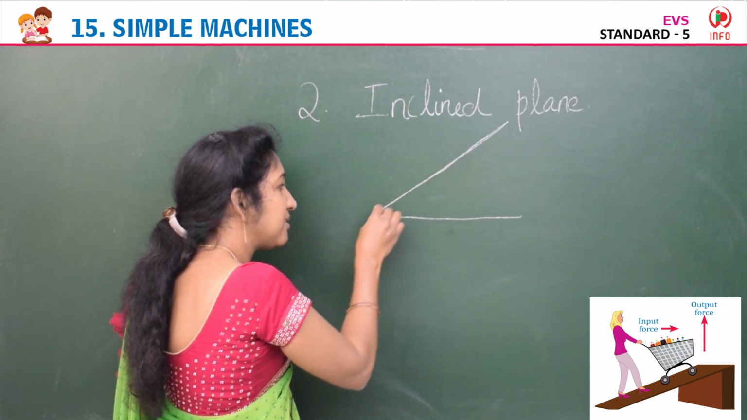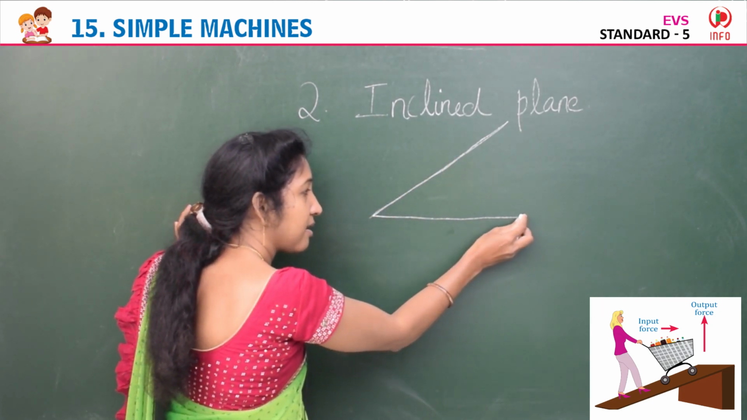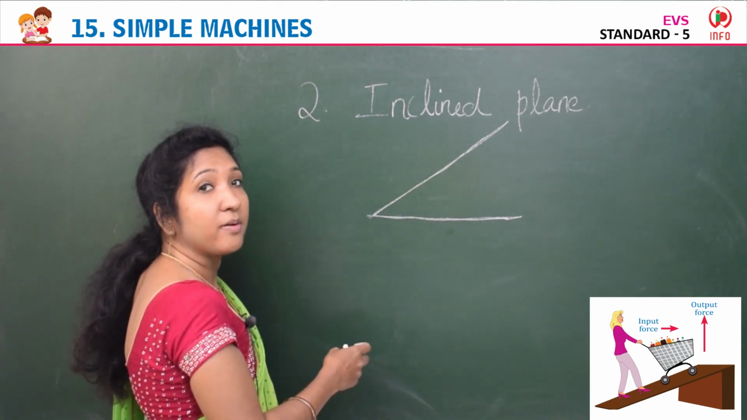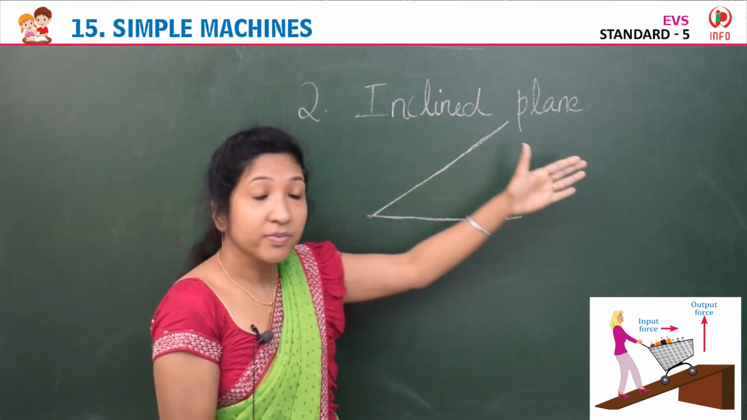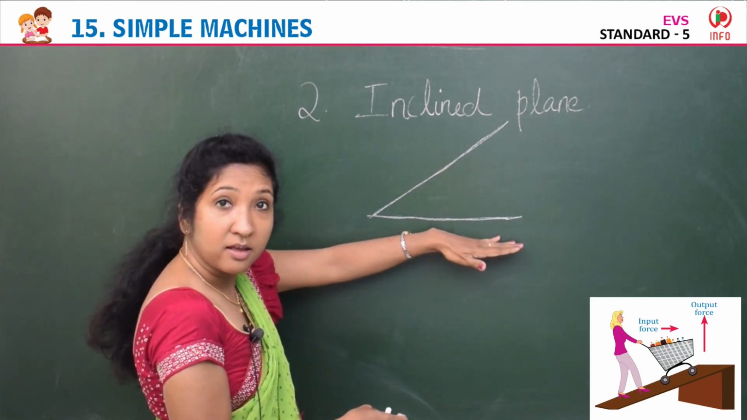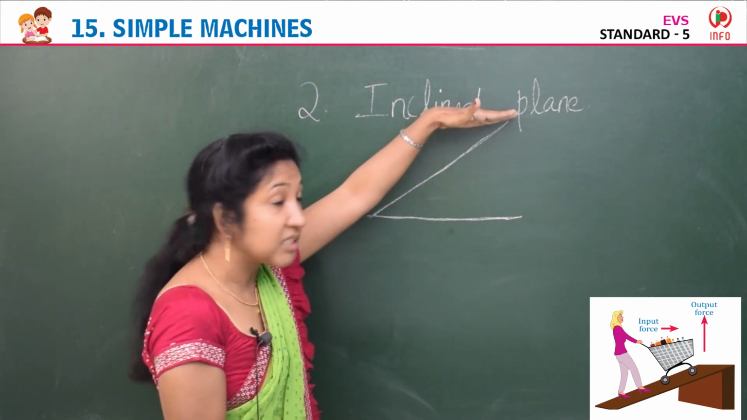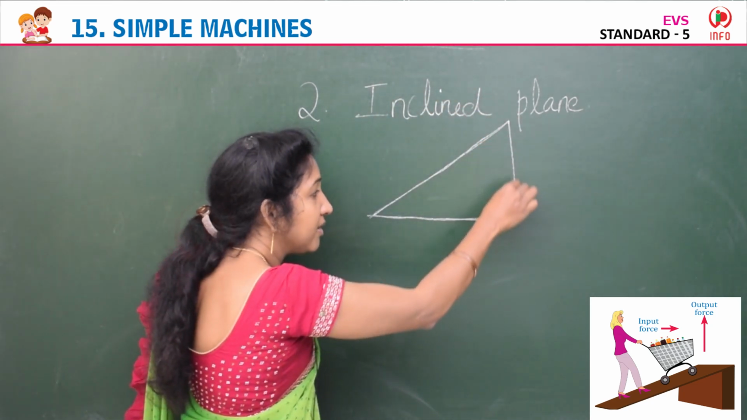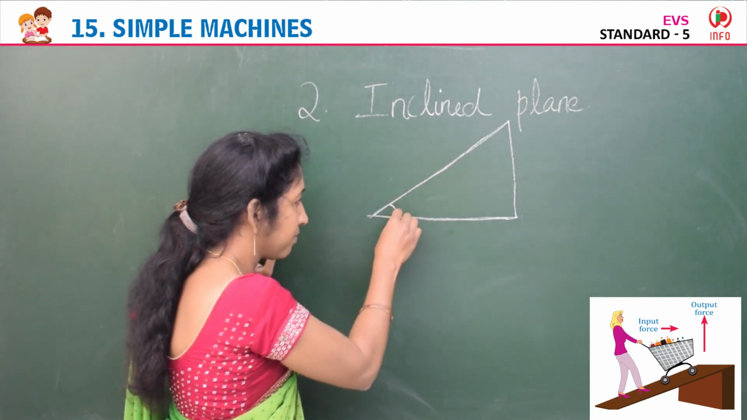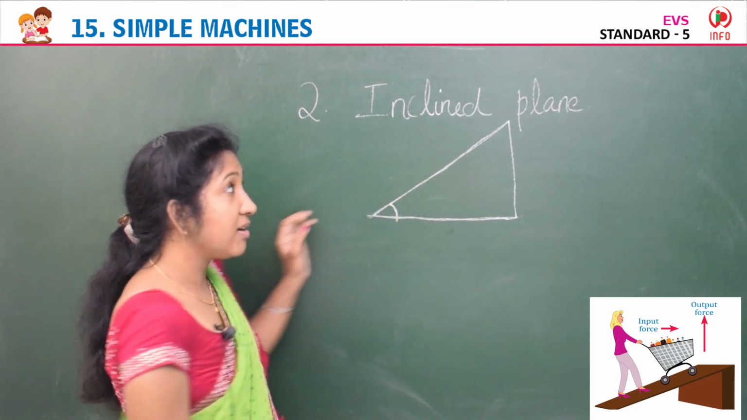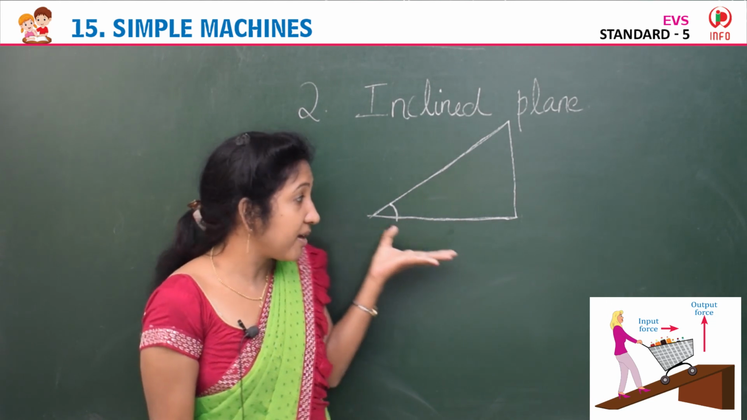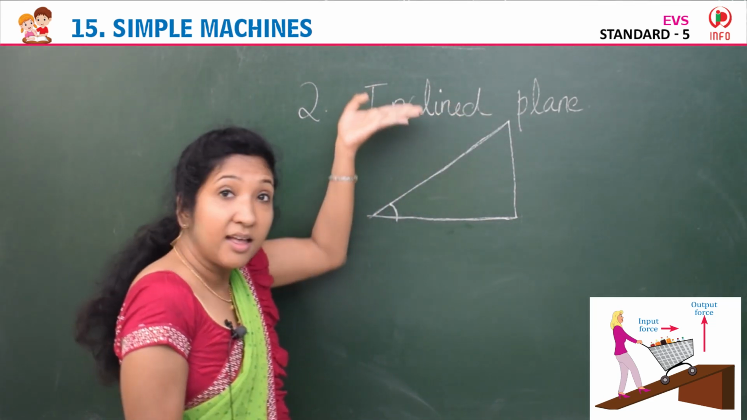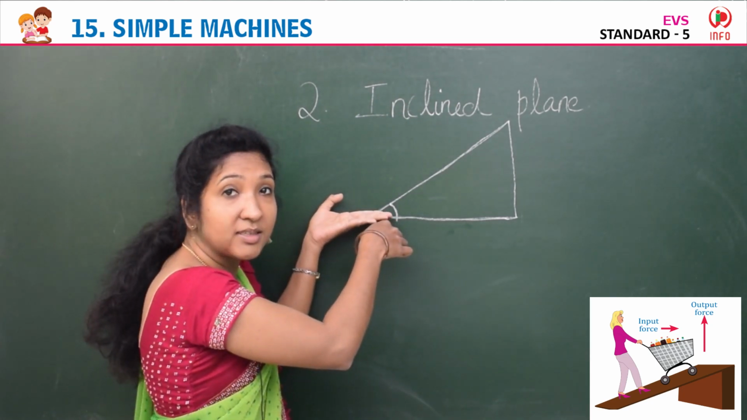So plane is a flat surface like this, and incline means it is a slope. So an inclined plane is a flat surface where one end is higher than the other. This is called the inclined plane. An inclined plane is a flat surface where one end is higher than the other. Okay, this is an inclined plane.